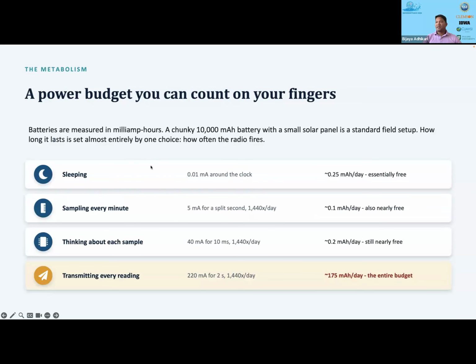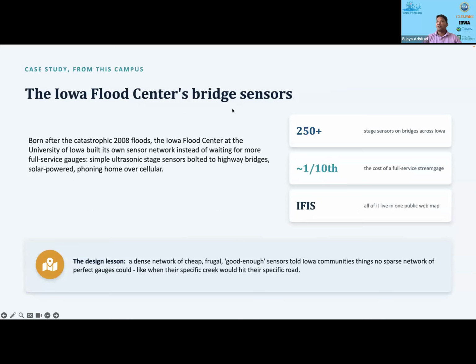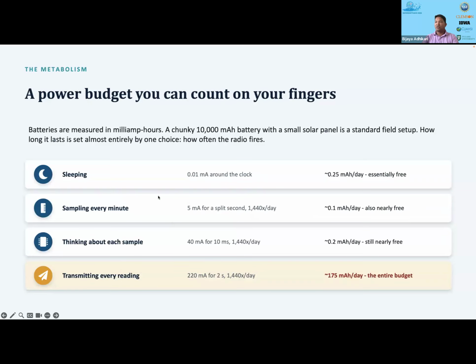Okay, so sleeping is very, very cheap. The device is barely active, it's not doing anything. Sampling, if it's sampling every few minutes, the typical rate is like 5 milliamperes for a few seconds. So this is also very, very cheap. Each sample takes about 40 milliamperes, still pretty cheap compared to the 10,000 milliamperes of battery that's available.